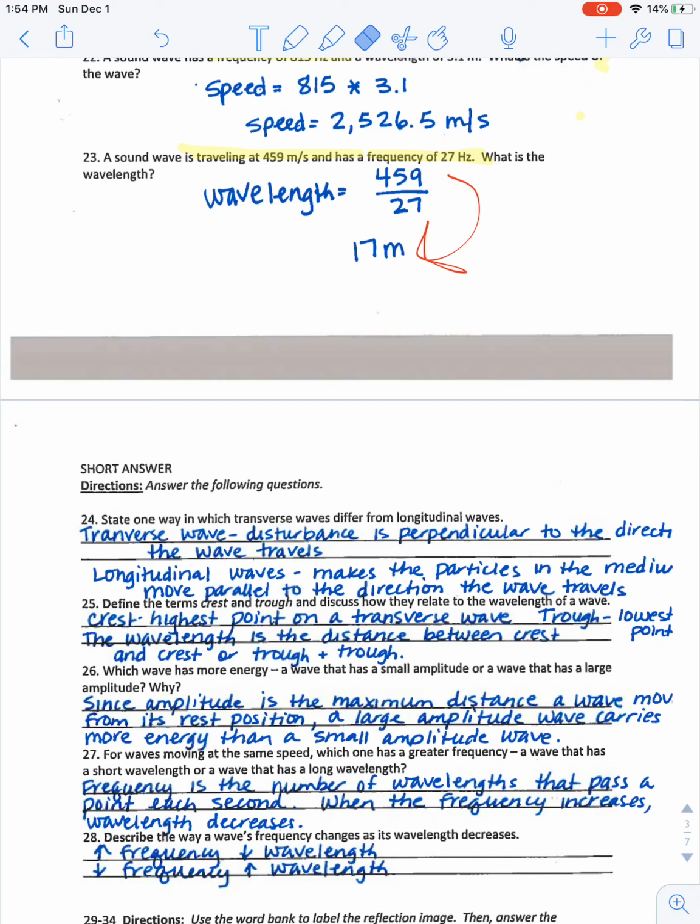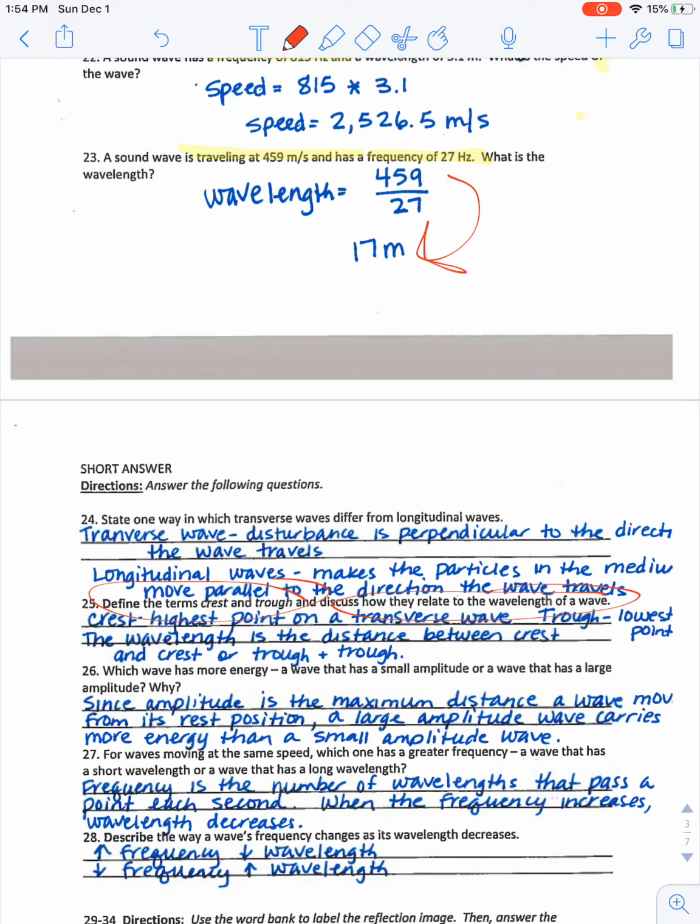25, define crest and trough and discuss how they relate to the wavelength of a wave. So this is a double-part question. Define these, and then how do they relate to wavelength? Well, crest is the highest point of the transverse wave, trough is the lowest point of the transverse wave, and the wavelength is the distance from one crest to the very next crest or one trough to the very next trough.